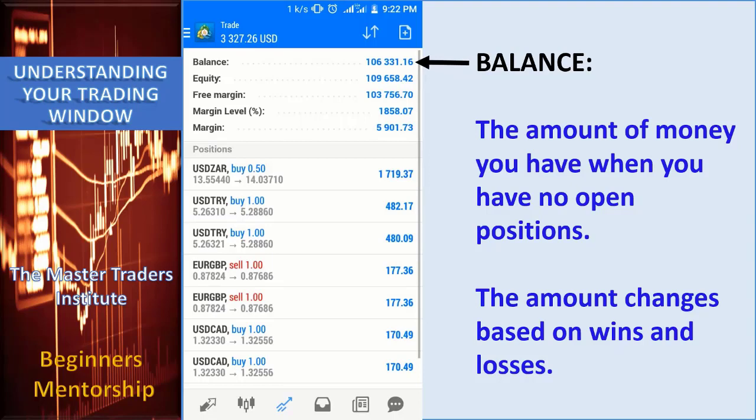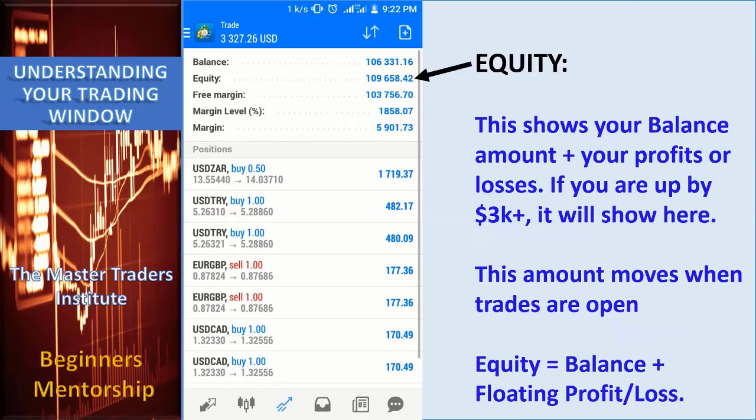Now, if you open a live account with your broker right now and deposit $100, and you do not place any trade, your balance will show $100 at that particular time. Once you place trades, that is when you now have equity. Equity shows you your balance amount, that is your $100, plus whatever profit or loss from the trades you have open.